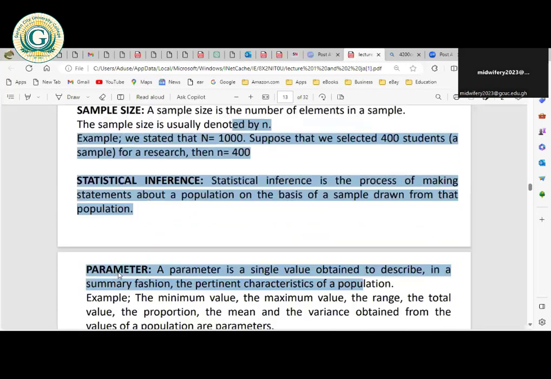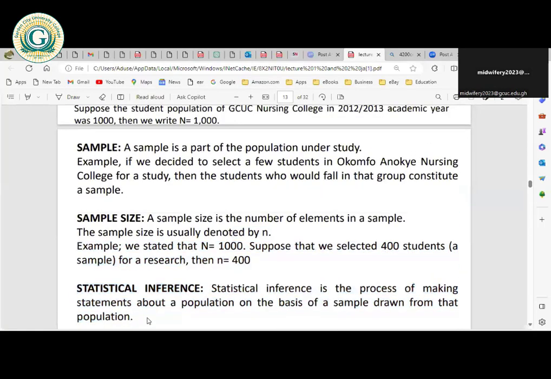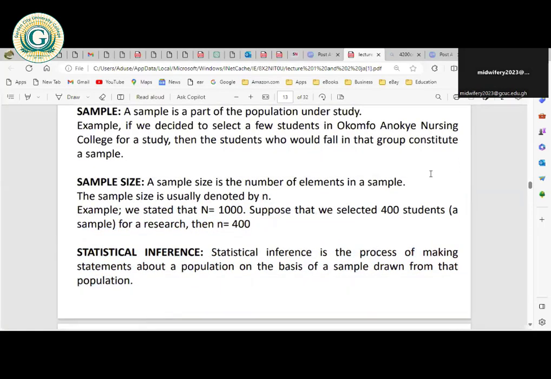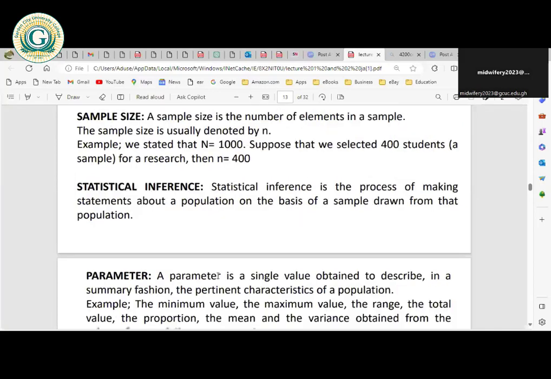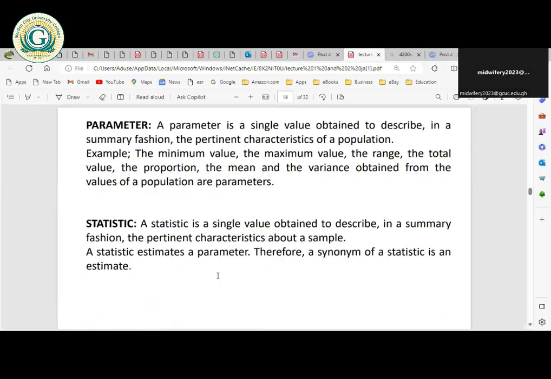And then we've shared statistical inference, just like the inferential statistics. That's the process of drawing a conclusion based on the sample. Okay. So today, we are going to continue, and it's likely we'll finish early.